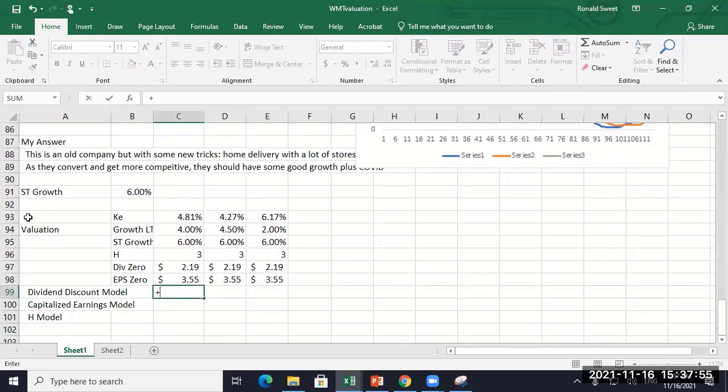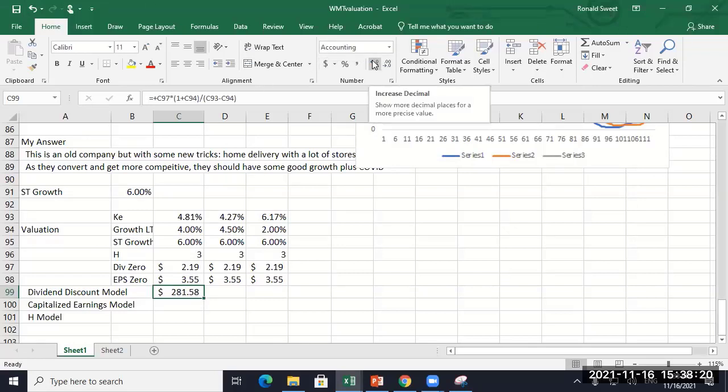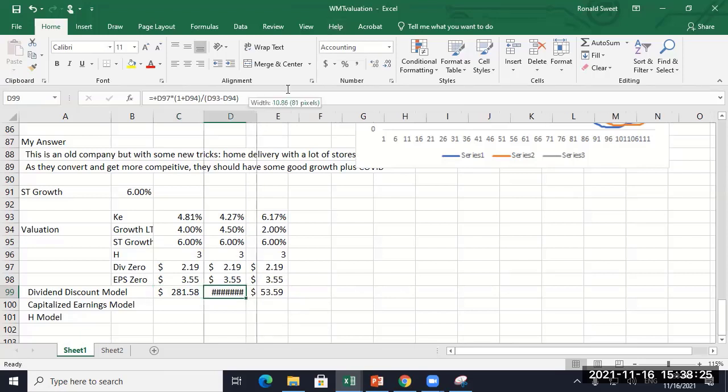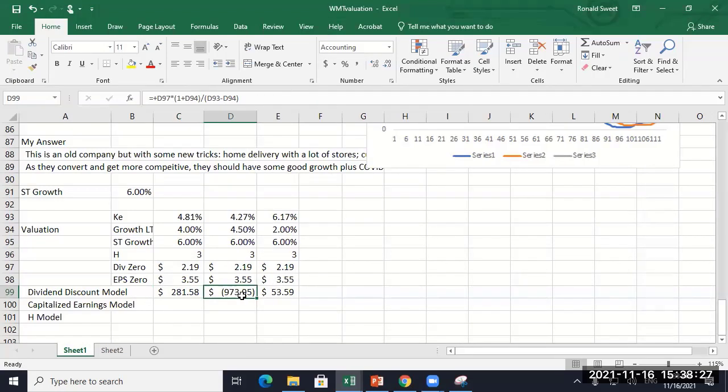Dividend discount model, you've got this more memorized, right? You've done this in so many classes already. Dividend 0 times 1 plus your long-term growth divided by your KE minus long-term growth. Y'all know this formula backwards and forwards, right? You've already seen it over and over again. What do we get there? Really high valuation. Really high valuation. Uh-oh. Is my growth rate? I can't do that, can I?